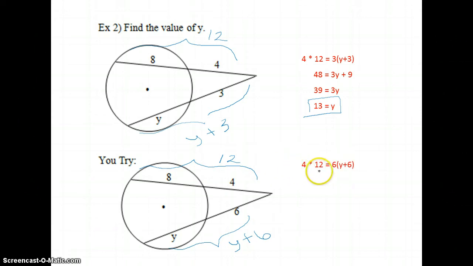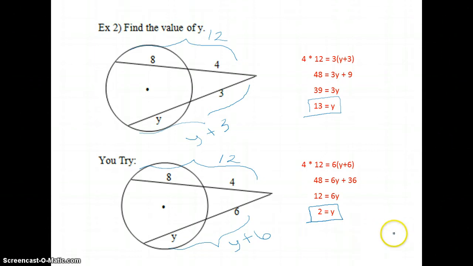So 4 times 12 will equal the 6 times y plus 6. With my parentheses here, let's go ahead and distribute. So 48 equals 6y plus 36. Isolating to get y, I'll subtract 36 from both sides. So 12 equals 6y. And my final step, dividing both sides by 6, I will solve for y equals 2. Final answer.